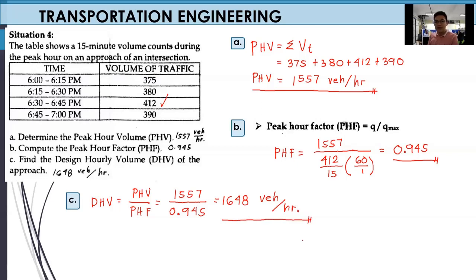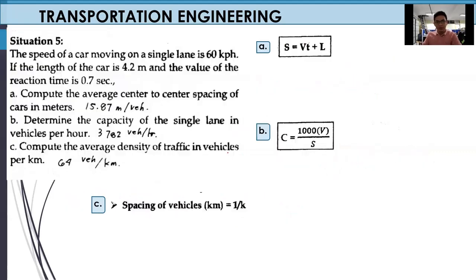Okay, so proceed tayo sa ating next example. Here we have the speed of a car moving on a single lane is 60 km per hour. If the length of the car is 4.2 meters, and the value of the reaction time is 0.7 seconds. First one is compute the average center-to-center spacing of the cars in meters. So kanina, na-introduce natin yan, that is S, diba? Spacing from one car to another car, no?